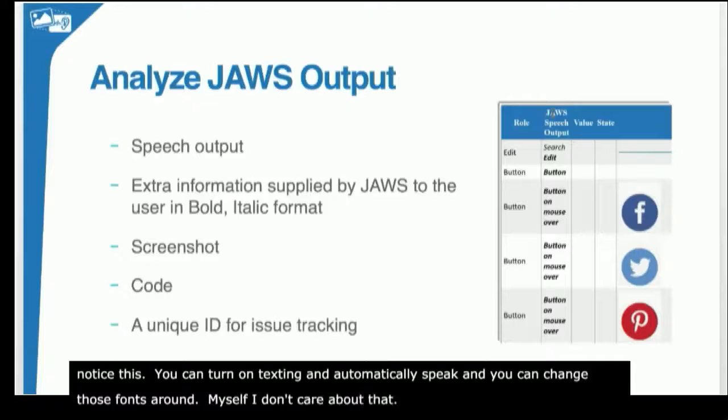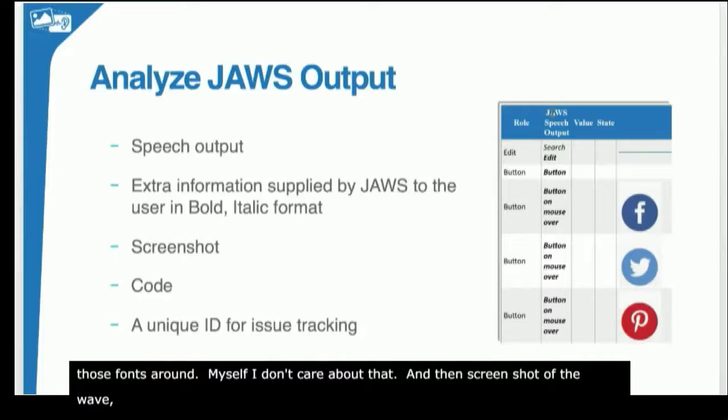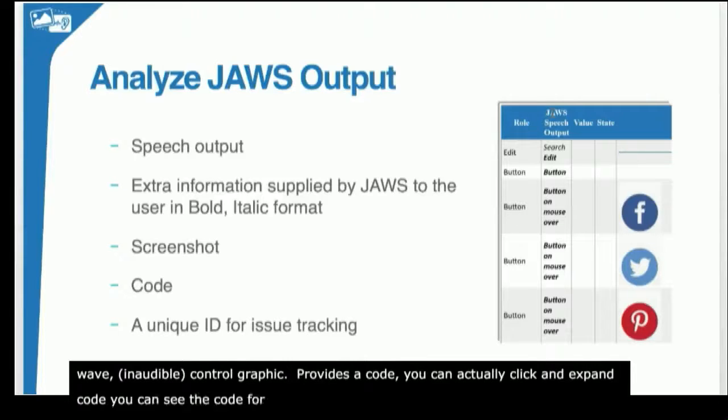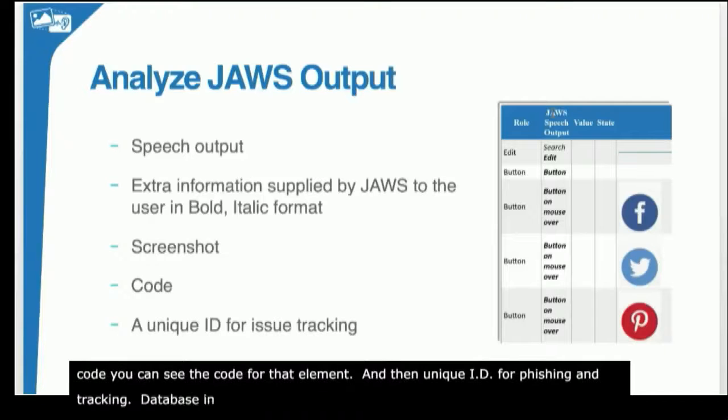It does a screenshot of the link, form control, or graphic, and provides a code, so you can click and have it expand the code so you can see the actual code for that element. And then a unique ID for issue tracking. So if you had to upload this into a database or into a reporting system, it allows you to go back to the base report to validate where it came from. Go to the next slide.